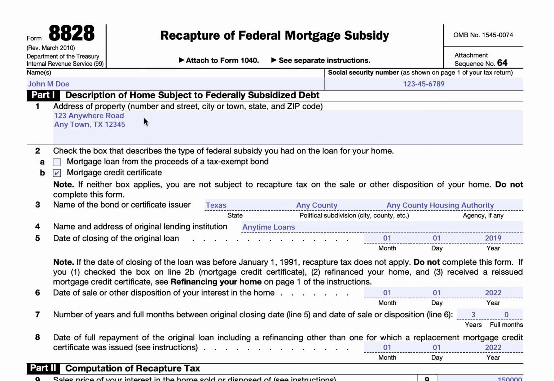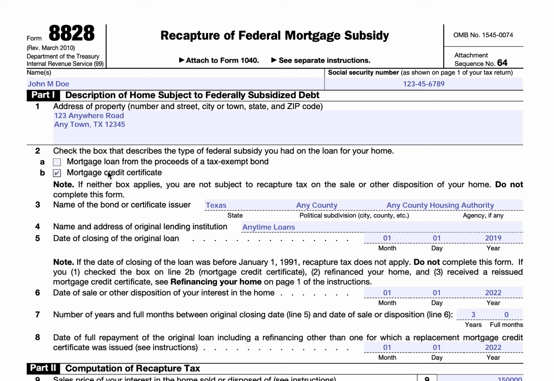Now, when you're completing this tax form, it's going to be the year after you disposed of the property. So when you enter the address, you'll need to enter the address of the property that you disposed of or sold, not your current address as it appears on your tax return.